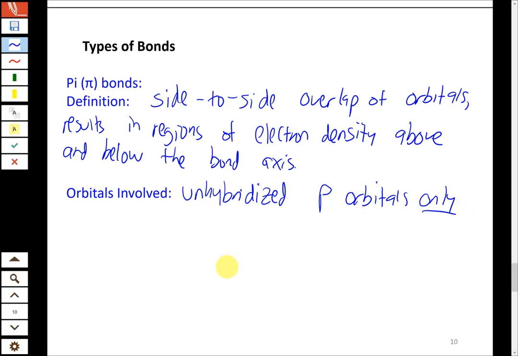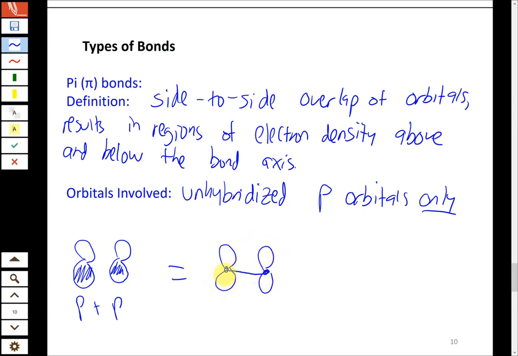So the way that it works is if this is your bond there between the two nuclei, that's the direction of the bond axis, you're going to take two p orbitals that are perpendicular to that bond. So for example, in this arrangement here, p orbitals have this dumbbell or figure eight shape. So that's two separate p orbitals. And what they're going to do is they're going to overlap above and below the bond axis.